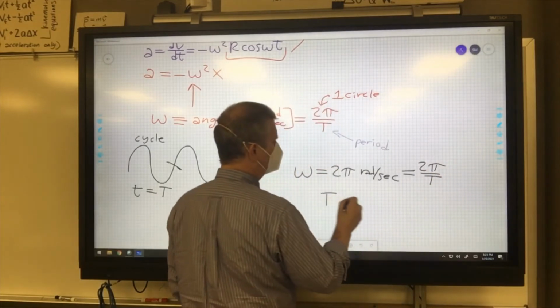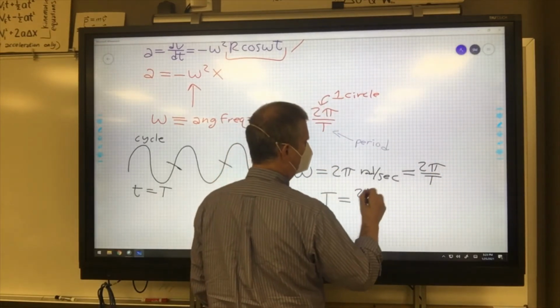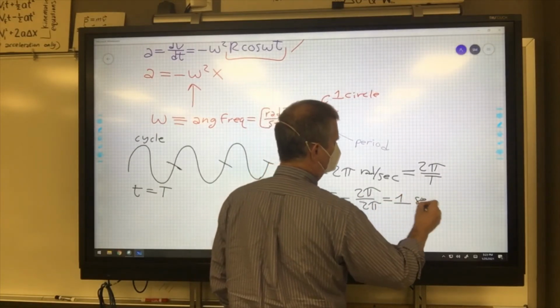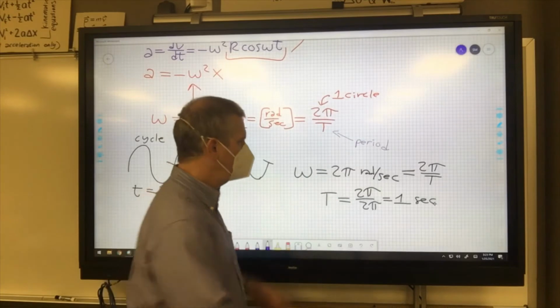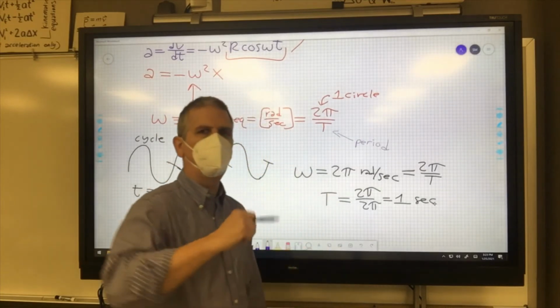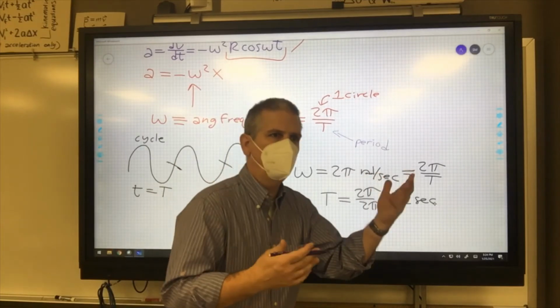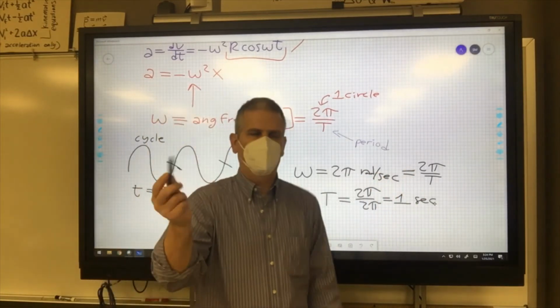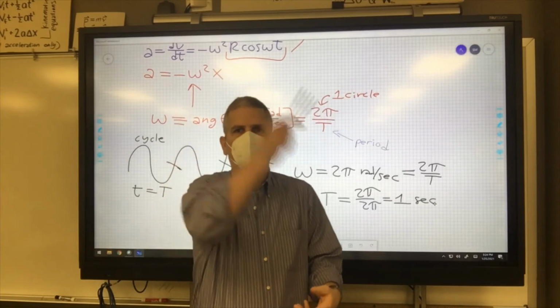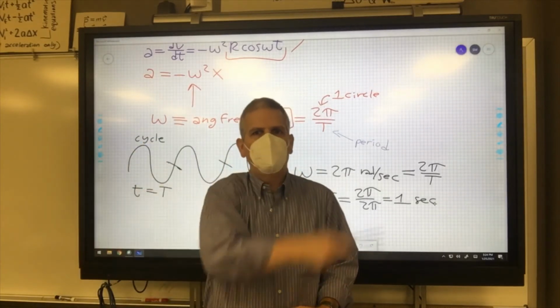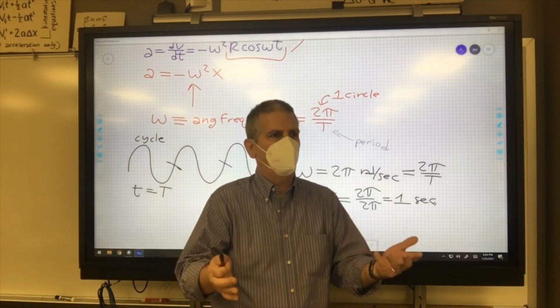Well, then t would equal 2 pi over 2 pi, which equals 1 second. It says my omega is 2 pi radians per second. That means it goes 2 pi, which is 1 circle, in a second. So I'm not sure I can do this exactly right, but 1 1,000, 2 1,000, 3 1,000, 4 1,000, 5 1,000. It just keeps going 1 circle every second.